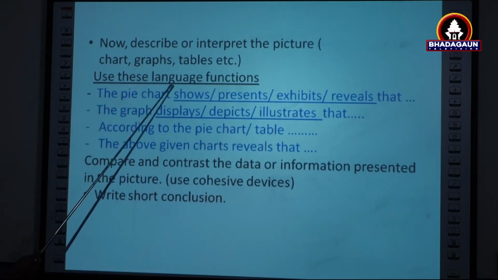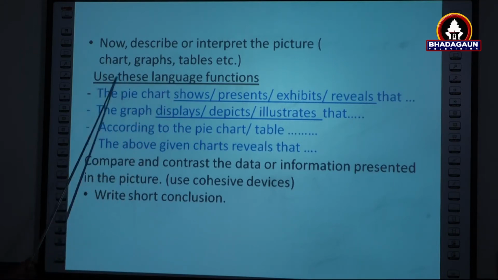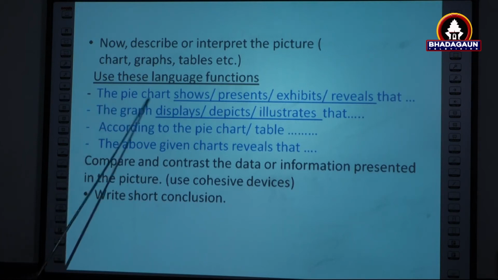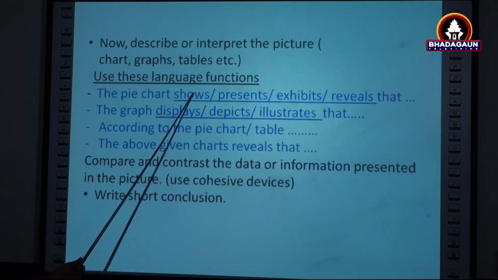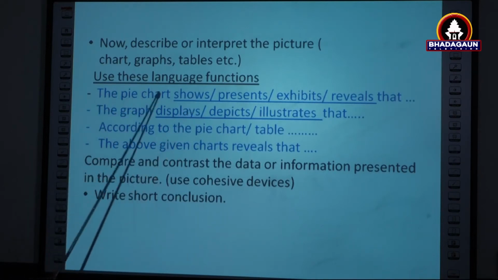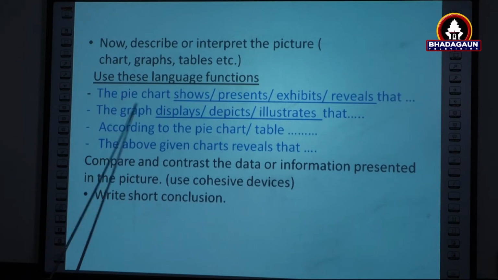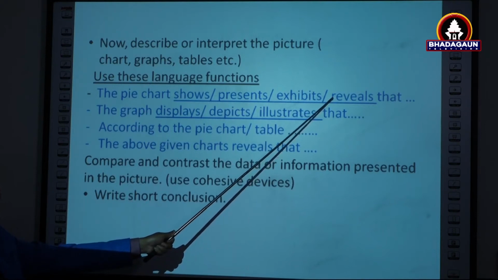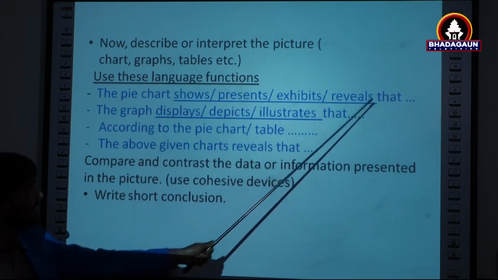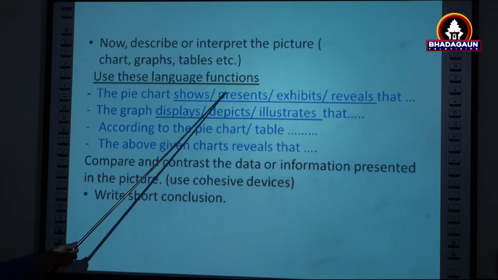So when you interpret, describe and illustrate pictures, charts, graphs and tables, basically use these language functions. When you write the answer, you can say the pie chart shows, presents, exhibits, reveals. All are the same, they give the same meaning. If the bar graph is there, you can write bar diagram. So the pie chart shows that, presents that, exhibits that, reveals that. Use one of the verbs underlined there.